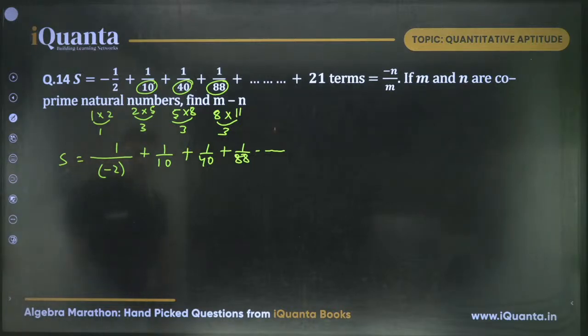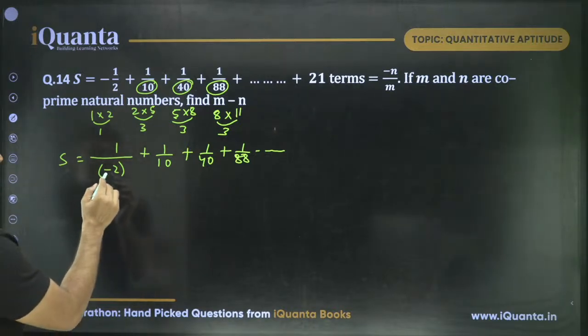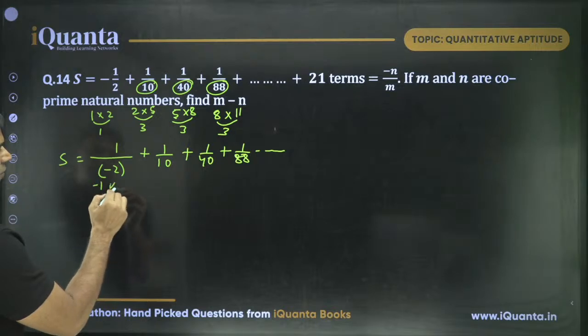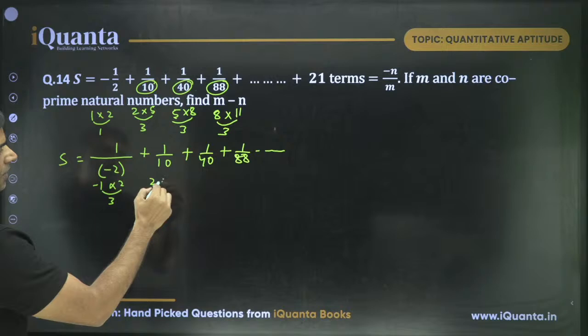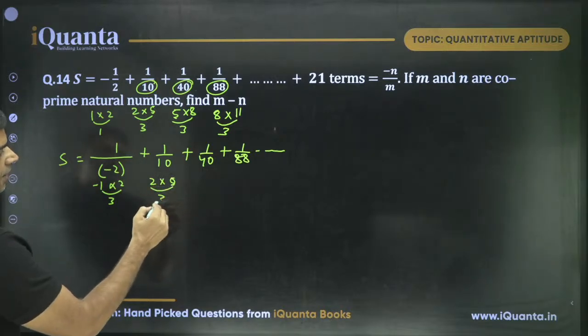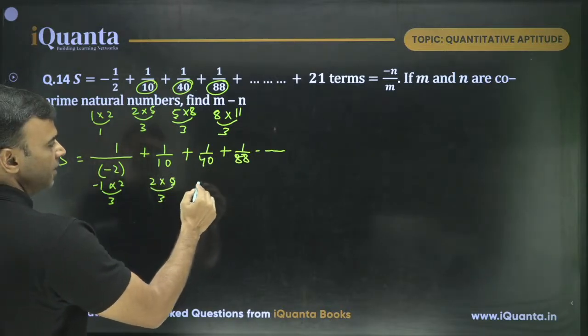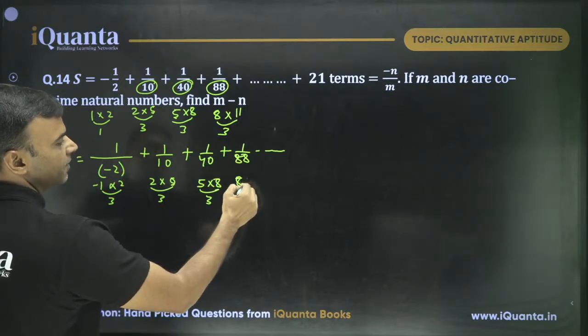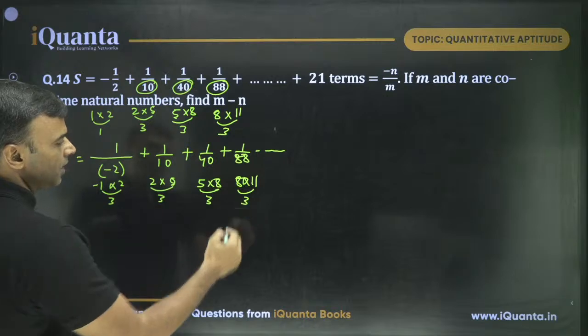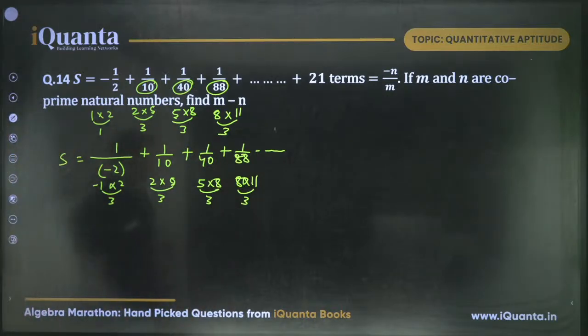अब अगर आप ध्यान से देखो इसको, this minus 2 is minus 1 into 2. Now the difference is 3. This 10 is 2 into 5. Now the difference is 3. This 40 is 5 into 8. The difference is 3. 8 into 11, the difference is 3. So in all the terms, in the denominator, we have 2 numbers in which the difference is 3. Okay? So what should we do?